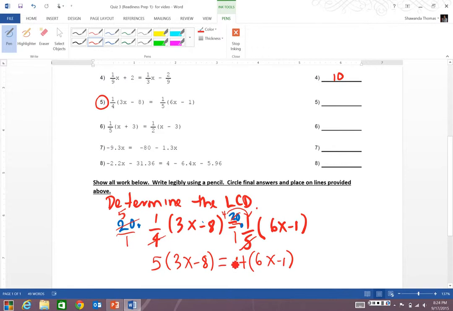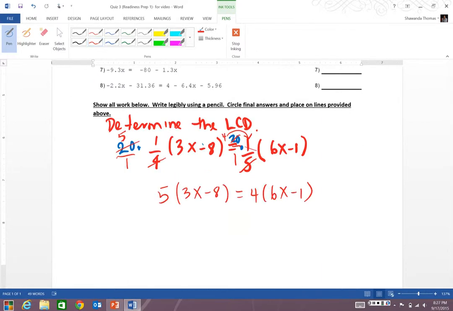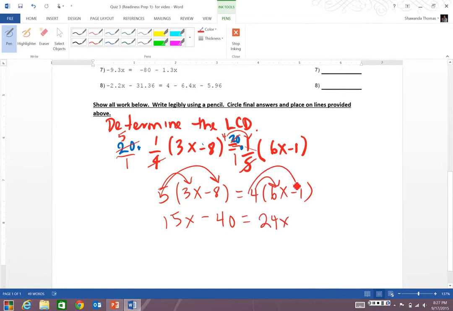As you can see, we don't have fractions. That's the whole point of multiplying both sides by the LCD. It gets rid of all our fractions. So now we have a regular equation without fractions. Alright, let's distribute. 5 times 3x is 15x. 5 times negative 8, we have minus 40 equals 4 times 6x, 24x. And 4 times negative 1, minus 4.